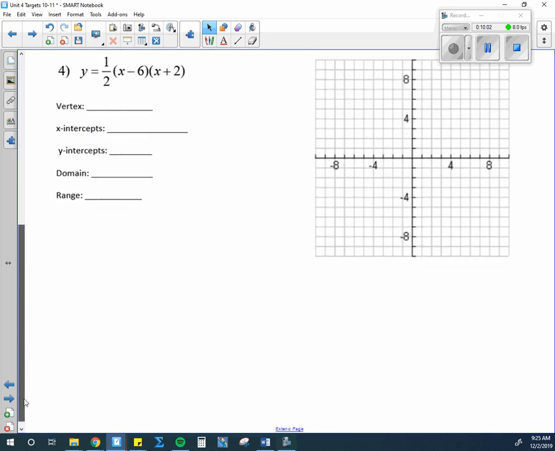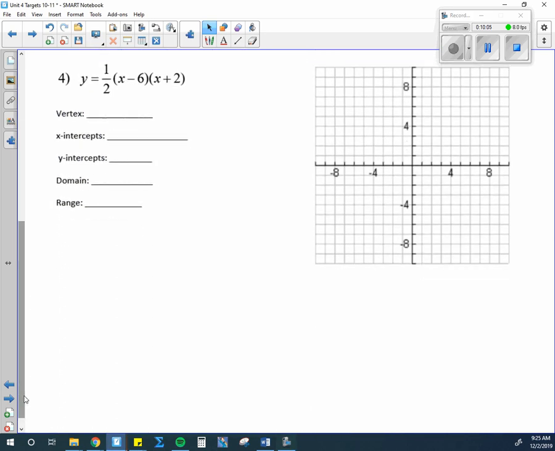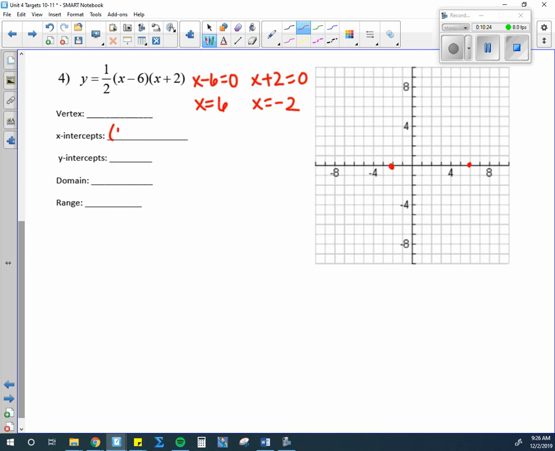Last one. All right, so first things first, we're going to set those x-intercepts equal to, or those factors equal to 0, so we can find the x-intercepts. So I will get 6 and -2. So I will plot those guys. I will write them on my intercept line. And then I will count my x-intercepts into the middle, halfway between them, to find the x-coordinate of the vertex, which is 2.